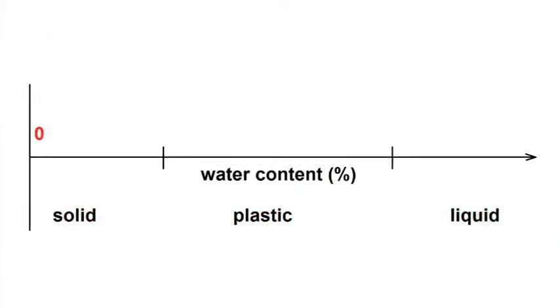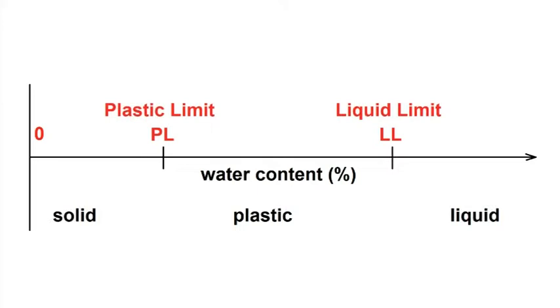Soil can exist in a solid state, a plastic state, or a liquid state, depending on its water content. The plastic limit corresponds to the water content at which the soil changes from solid to plastic. Similarly, the liquid limit corresponds to the water content at which the soil changes from plastic to liquid. It is important to know these limits as they help us predict the way the soil will behave.